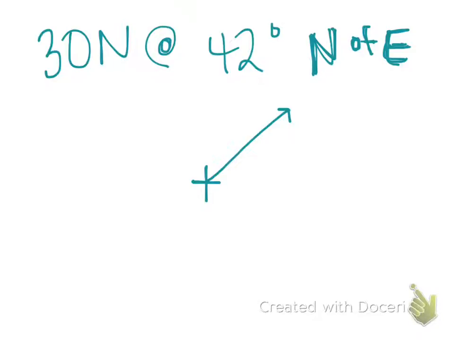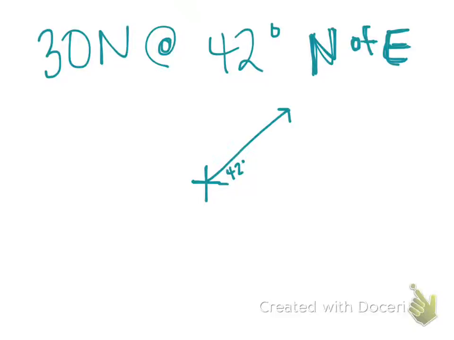Now we have to decide, we want our vector to be north of east. So we need an angle. Our 42 degree angle needs to go either here touching the origin or here touching the origin. The right one. On top of the angle or on the bottom? Bottom. On the bottom of that vector. So that means we're 42 degrees right here.